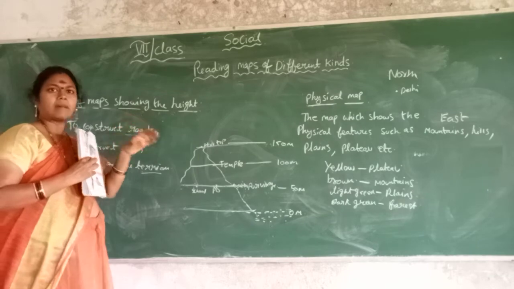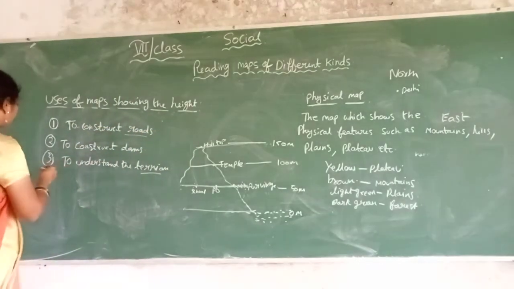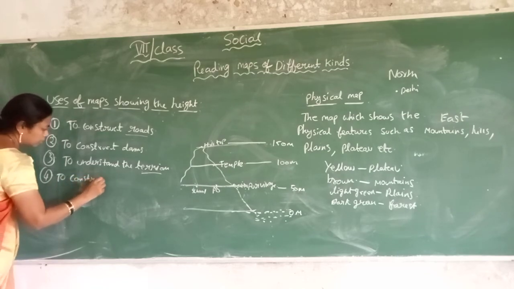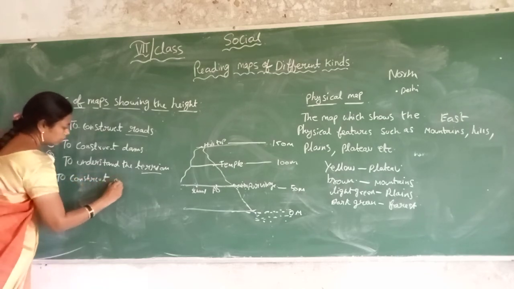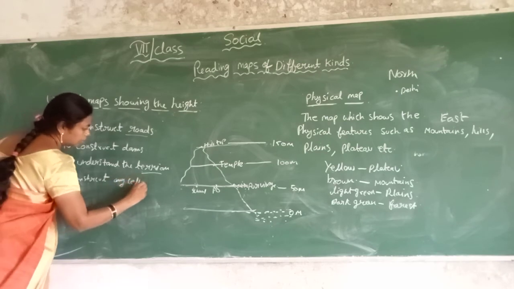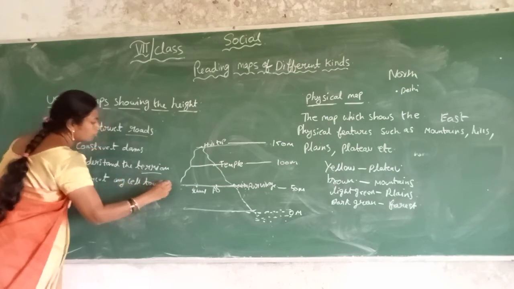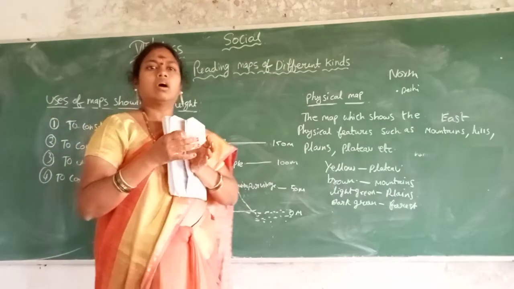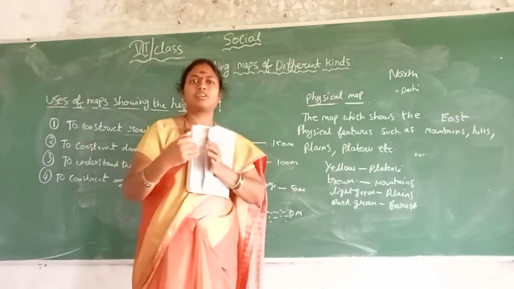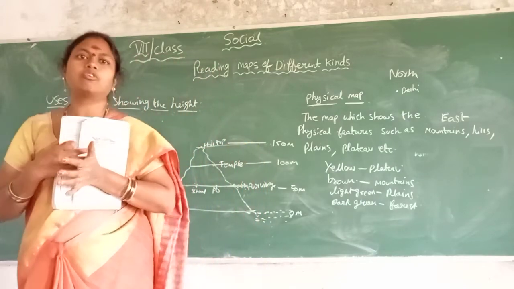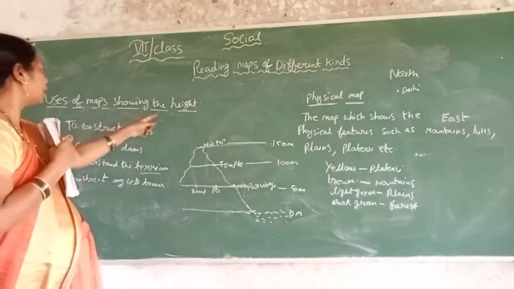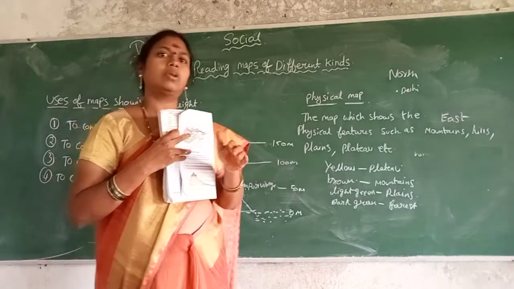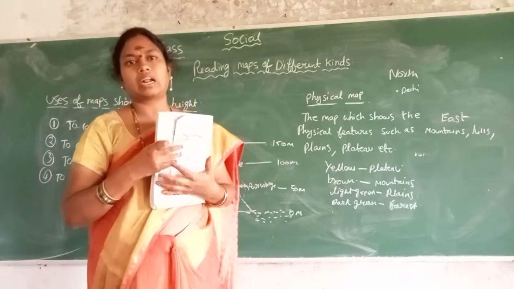So in this way, for example, to construct any cell tower in a forest area, you have to know how much height the forest is situated from the sea level. For that also you need to see the map showing the height. So in this way, maps showing the height are very useful to people to plan any developmental activities.